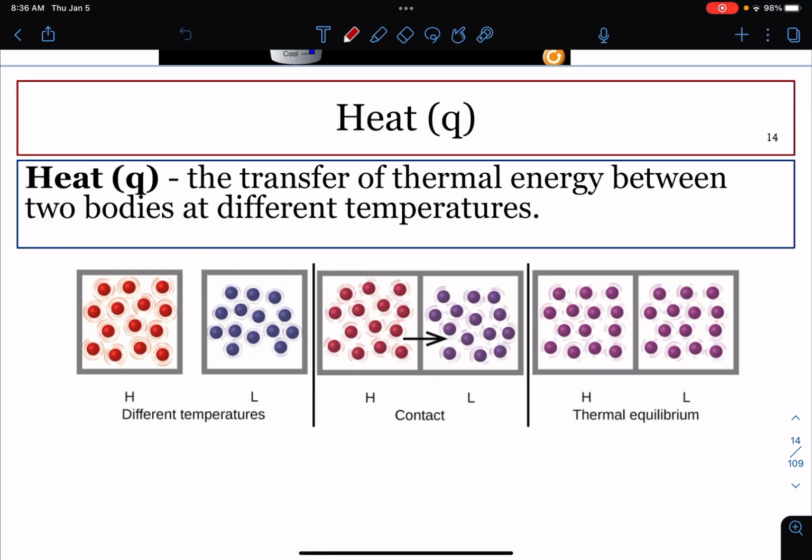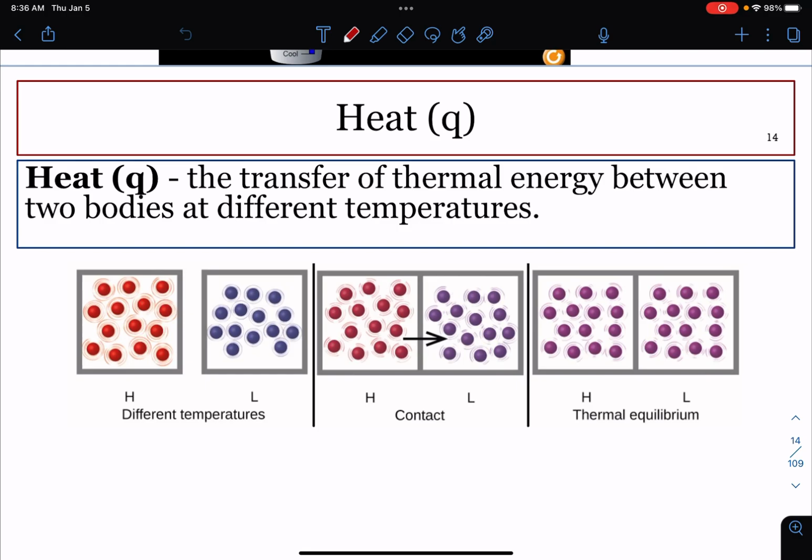Heat has the variable Q and is completely different from temperature. I know that in everyday language we may think of heat and temperature as the same thing, but in science and chemistry equations, they are in fact two different things that are measured with two different types of units. Temperature can have units of Celsius or Kelvin or Fahrenheit, whereas heat has a unit of energy that we'll discuss later on.